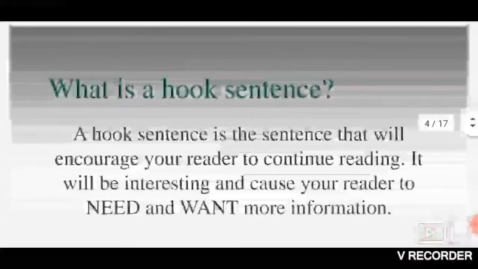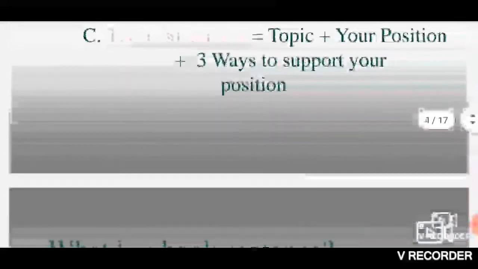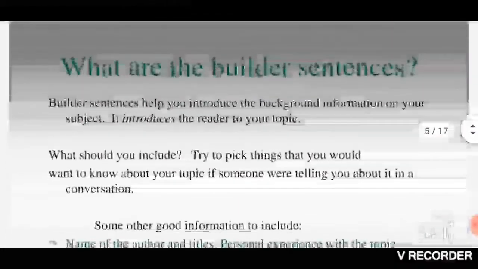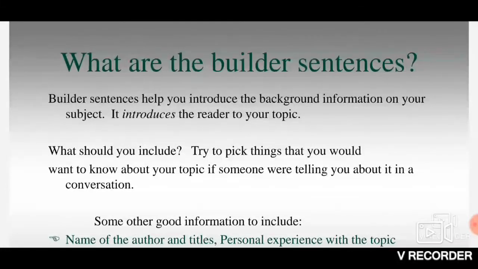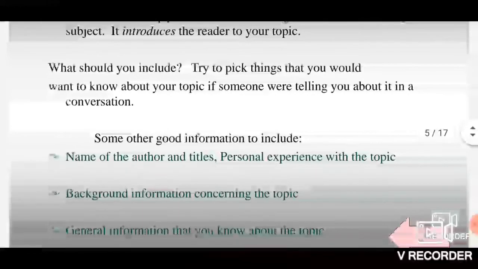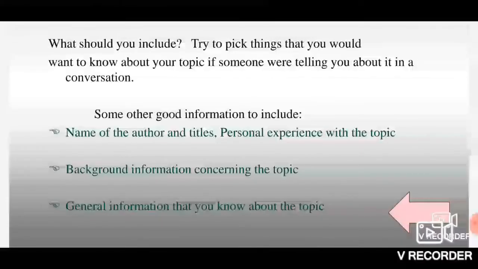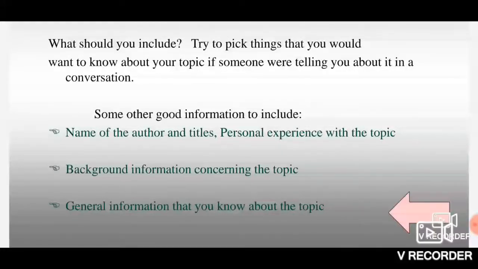And the next section of the intro paragraph is the builder sentences. Builder sentences basically allow you to introduce the background information on your subject. It introduces the reader to your topic. It should include things that you would want to know about your topic if someone was telling you about it in a conversation. Some other good information to include would be the name of the author and titles, any personal experience you have with the topic, background information concerning the topic, and even general information that you know about the topic. So this is where you kind of set the scene for your essay. You don't necessarily tell your reader everything you're going to talk about. You just give them a general foundation of information.